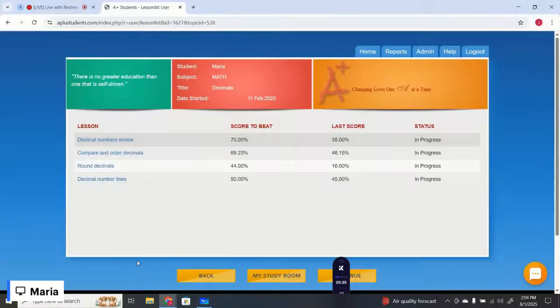So here I'm on grade 7 math. The chapter we are on right now is decimals. Let's just start with the first lesson, that is decimal numbers review.